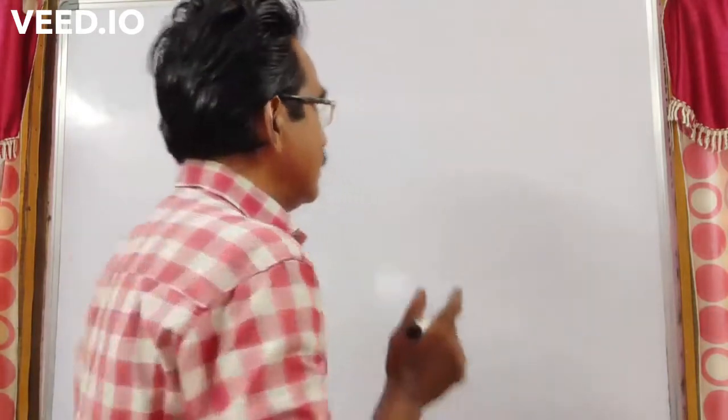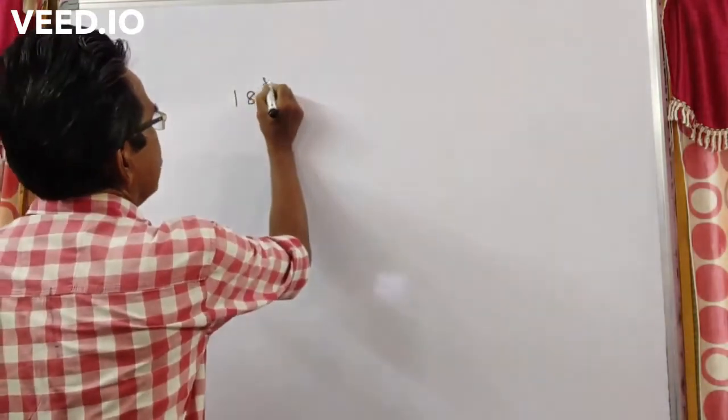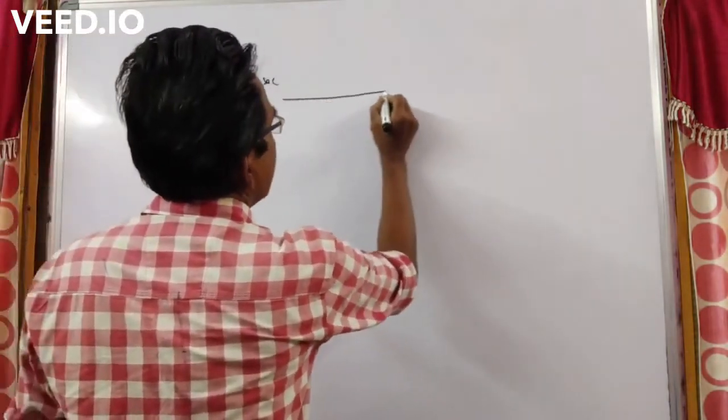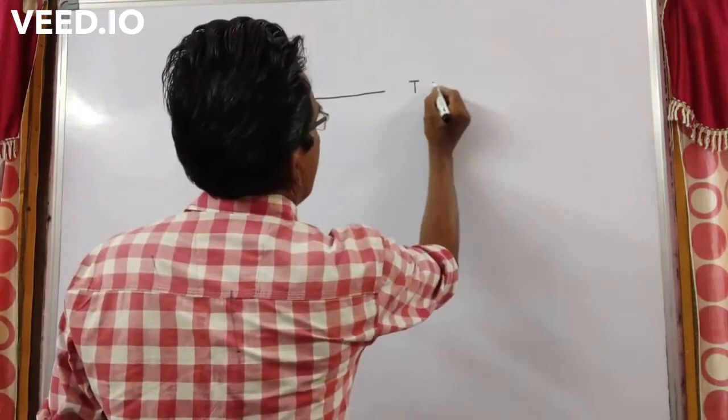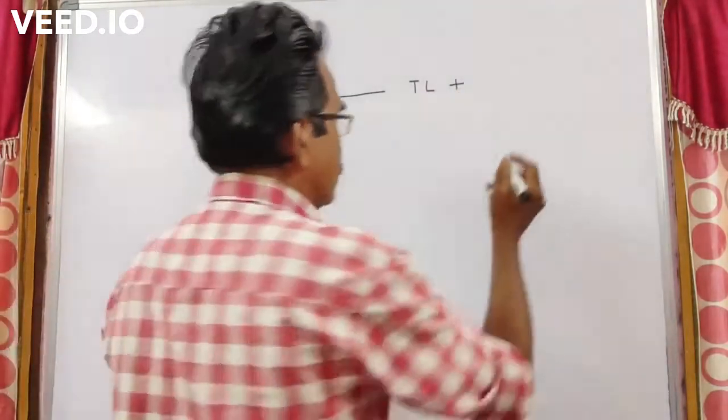A train takes 18 seconds to pass through a platform of 162 meters long and 15 seconds to pass through another platform of 120 meters long. What is the length of the train? See, in 18 seconds the train travels a distance of train length plus a platform of 162 meters.